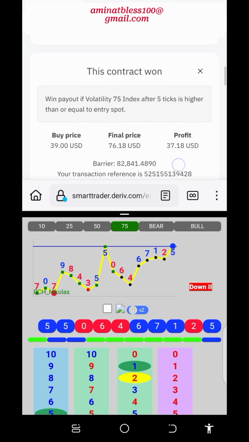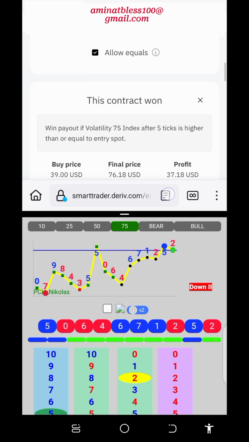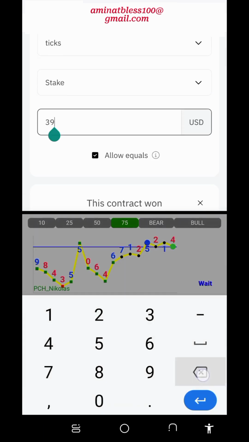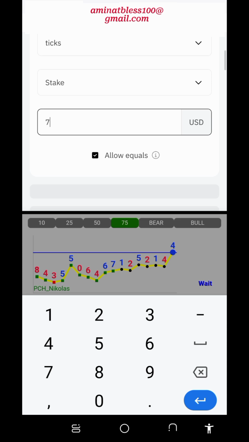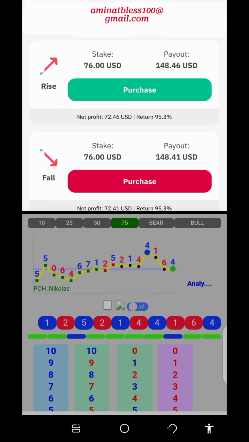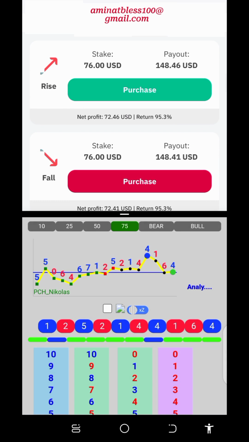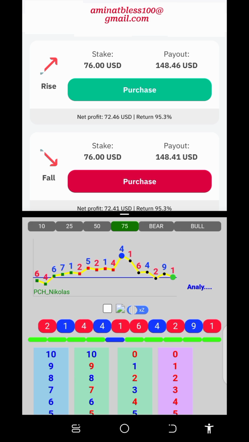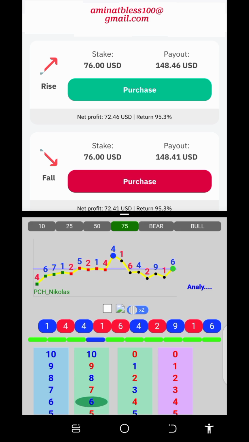Understanding the rise and fall market. The rise and fall market on Deriv.com is a type of binary options trading, which means that traders are speculating on the price movement of an underlying asset within a specified time frame. Traders can place rise or fall options based on their predictions of whether the price of the asset will increase or decrease within the chosen time frame.